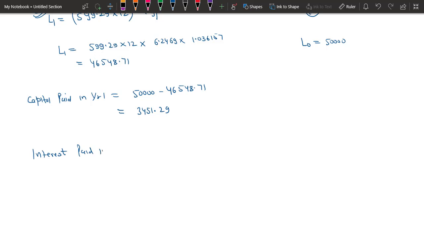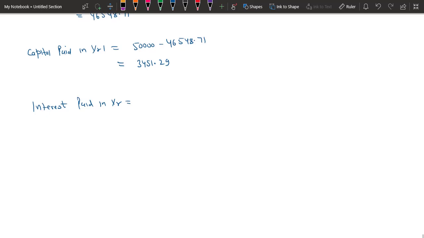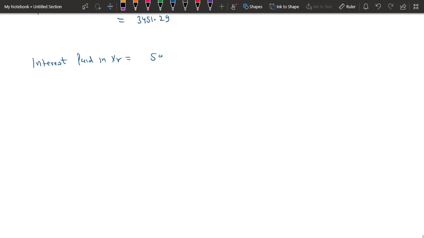Now to get the interest part, interest paid in year 1. To get this figure, we'll first calculate the total amount that is being paid in year 1. So our total amount will be 599.29 into 12. That is the total amount of installment paid in year 1. Subtract the amount of capital paid that we just calculated, 3451.29, and you will get your answer. So in year 1 we are paying 3740.19 as the interest on our loan.